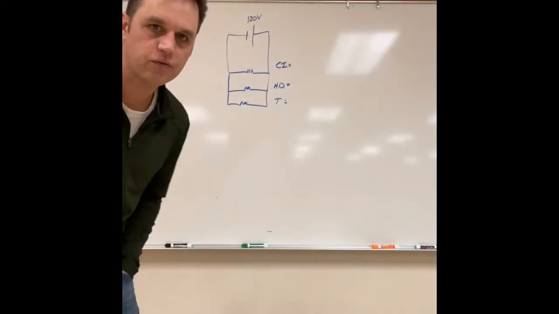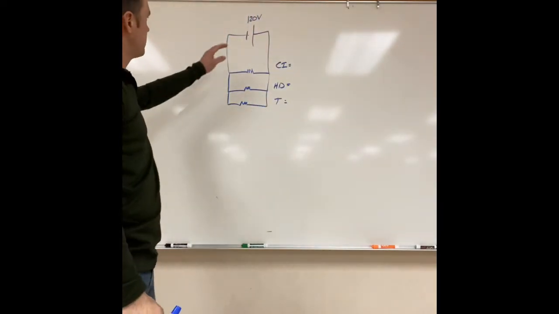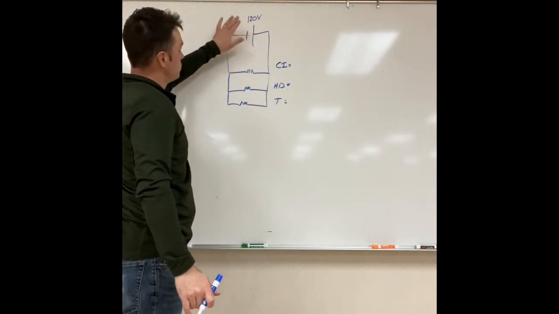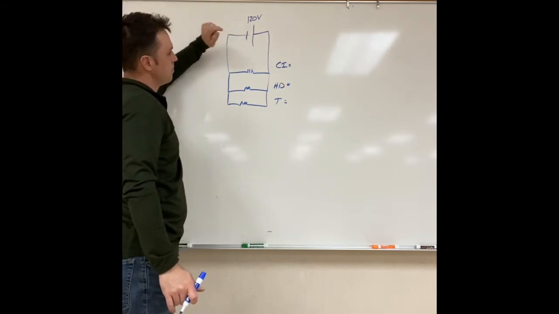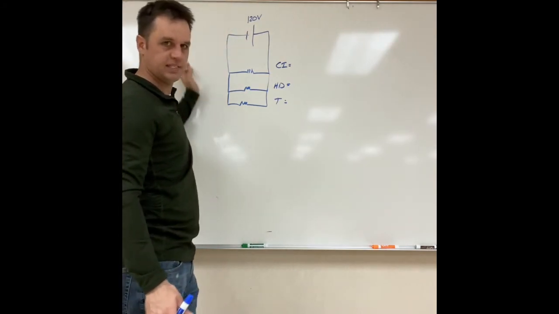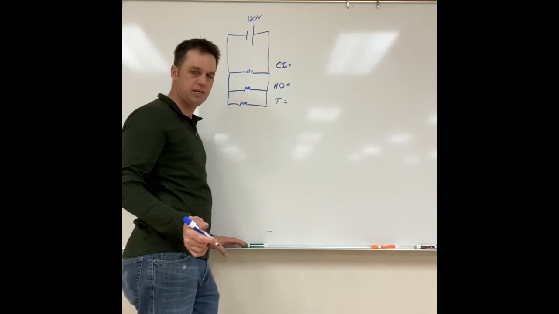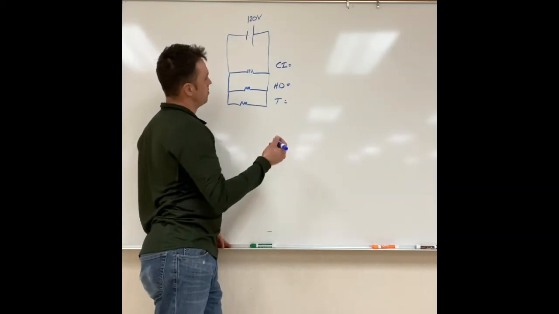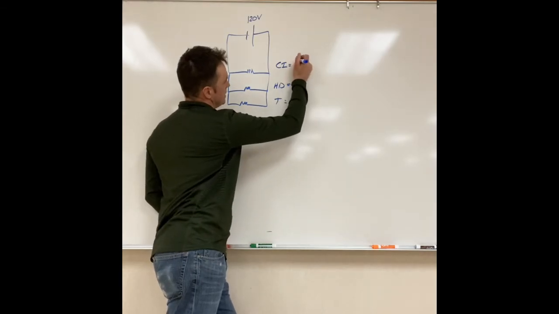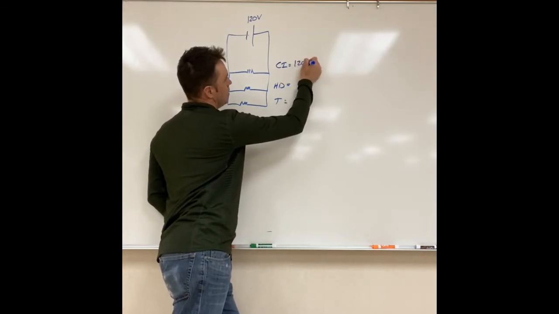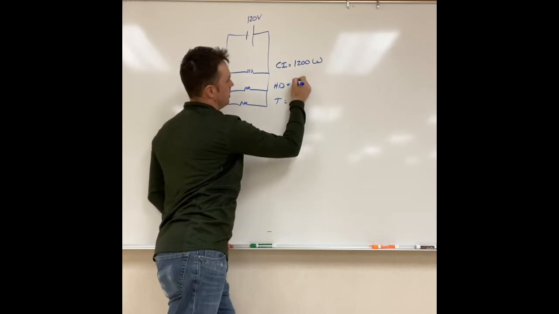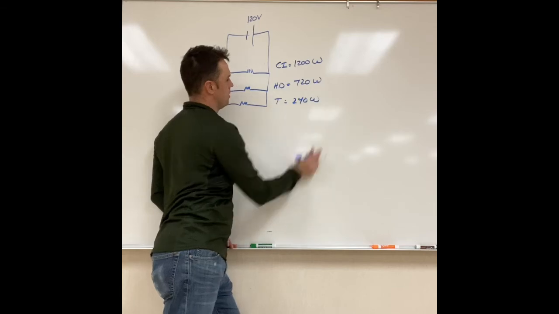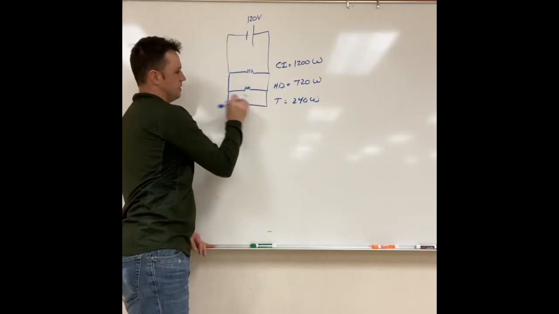All right, let's analyze this for a parallel circuit. So I've got the circuit drawn. I've picked out three things that I want to plug in. Let's just say it's a regular household circuit, so you have 120 volts. A lot of times when you buy electrical devices, they will say the wattage on them, not the ohms. But we can figure out the ohms if we want to, but the wattage is pretty important. So let's say that our curling iron is 1200 watts, and our hair dryer is 720 watts, and our toaster is 240 watts. And I've got those three plugged in.